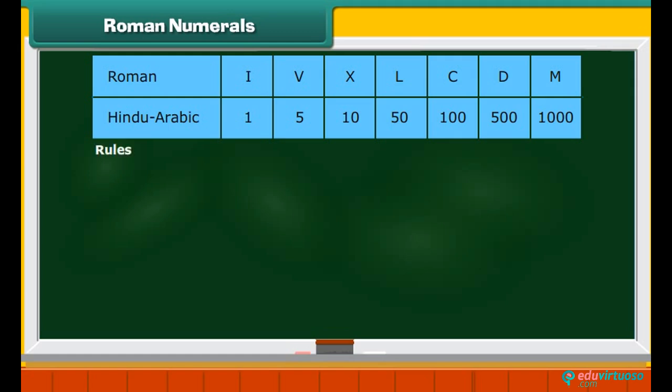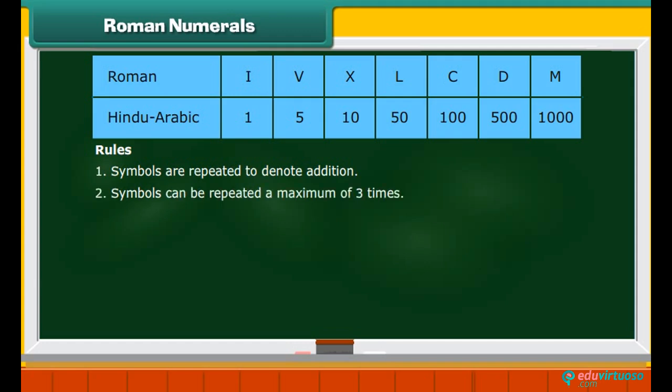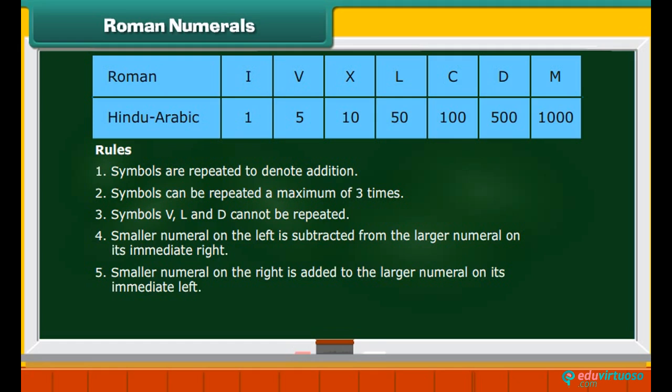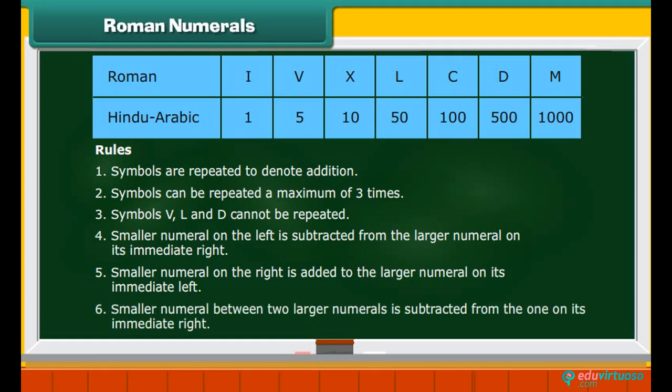Let us first list the rules of the Roman system. Number 1. Symbols are repeated to denote addition. Number 2. Symbols can be repeated a maximum of 3 times. Number 3. Symbols V, L and D cannot be repeated. Number 4. Smaller numeral on the left is subtracted from the larger numeral on its immediate right. Number 5. Smaller numeral on the right is added to the larger numeral on its immediate left. Number 6. Smaller numeral between two larger numerals is subtracted from the one on its immediate right.